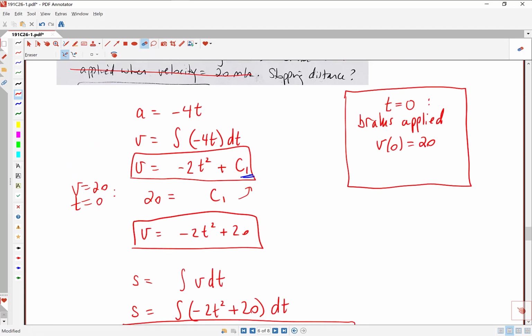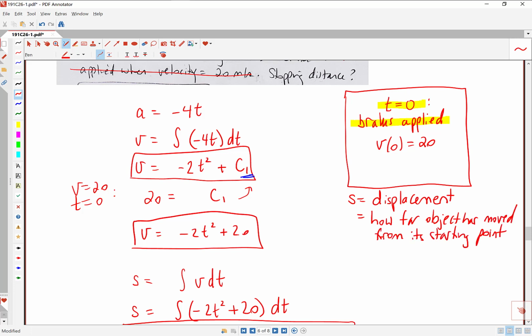So let's come back to this box that we were talking about up at the top of the problem. We introduced a coordinate system, and what that means is really just talking about the physical interpretation of time zero. So time zero is the moment that the brakes are applied. Let's think about what that means for displacement. S here is representing our displacement function, and if you write down a definition of what displacement is, it is how far the object has moved from its starting point.